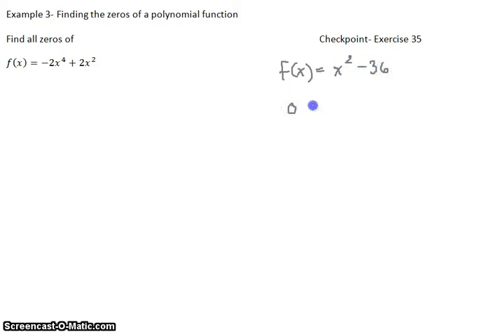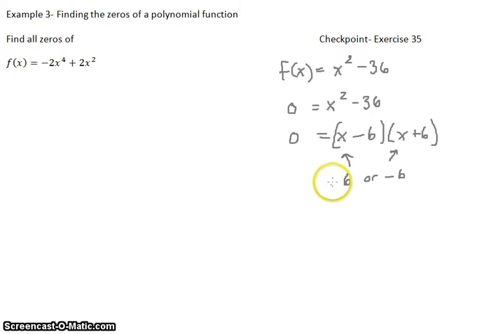So if I'm going to find the zeros, I need to say, well, where is it equal to 0? Now there's a couple ways that you could solve this. You can solve it with square roots. You can solve it by factoring as well. So what we have here is something that looks like this. Now we have two zeros. It's either 6 or negative 6.